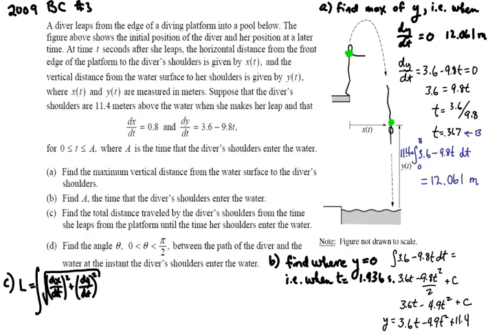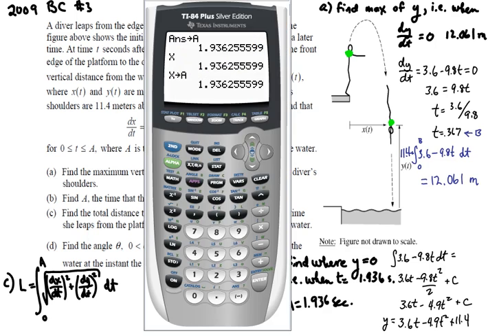And that's going to be the integral of the square root of dx dt quantity squared plus dy dt quantity squared. That's not the second derivative, it's just the square of the first derivative of dx dt and dy dt. And so what we want to do then is to integrate this from 0 to a, which we found in part B. And so for this we're going to recall our calculator.